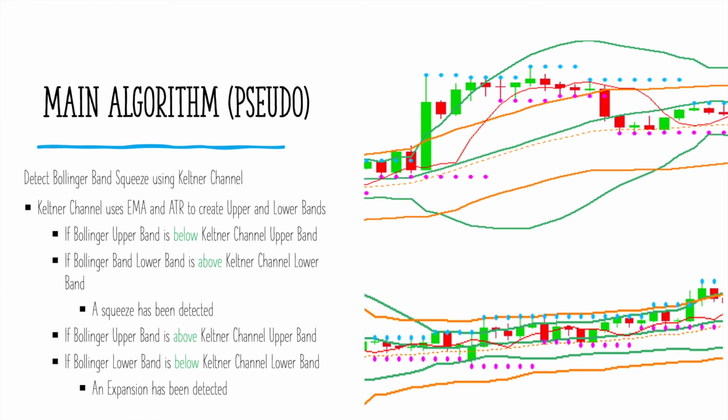So as you can see in the picture on the right, the Keltner channel, the orange lines, are basically engulfing the boundary band. And same with expansion, it's the opposite. If the boundary band is engulfing the Keltner channel, there's an expansion.